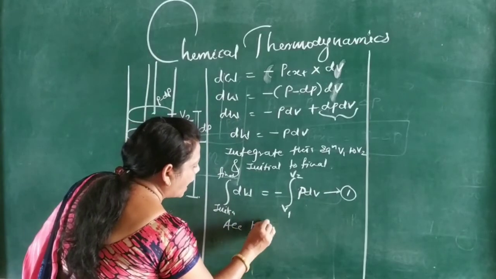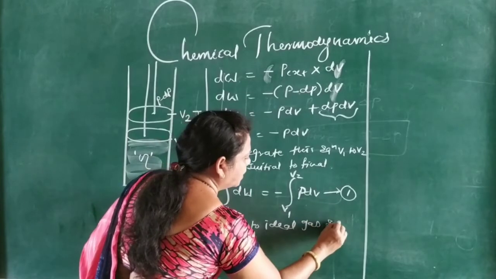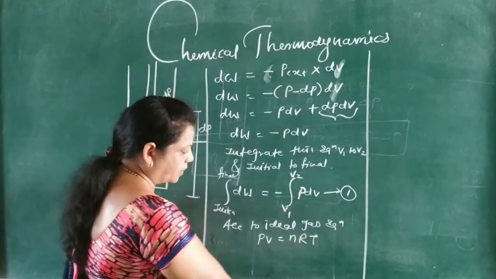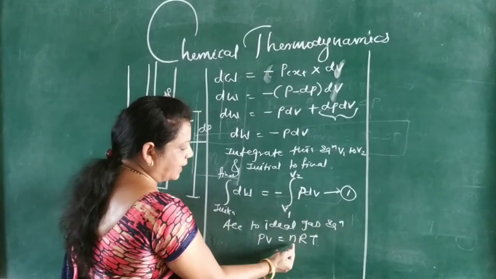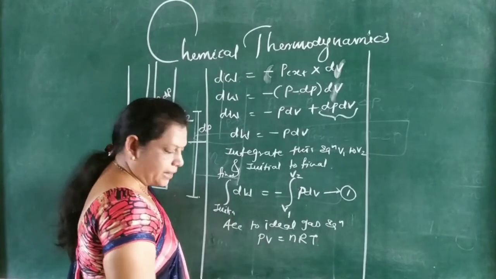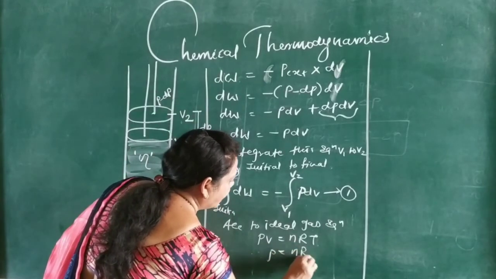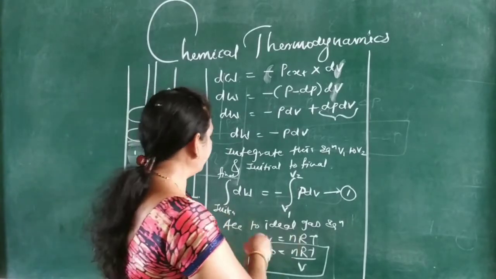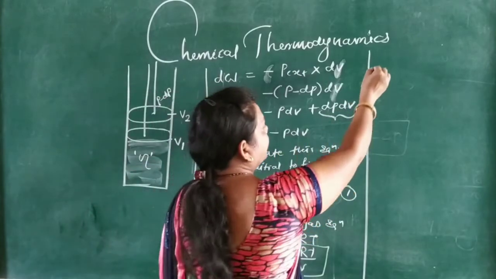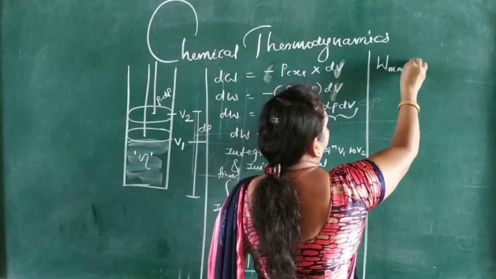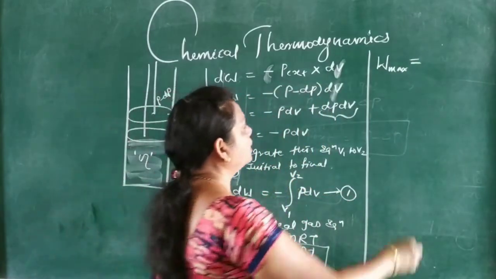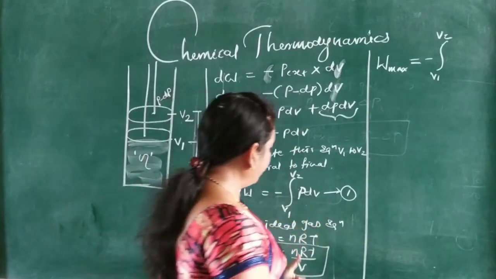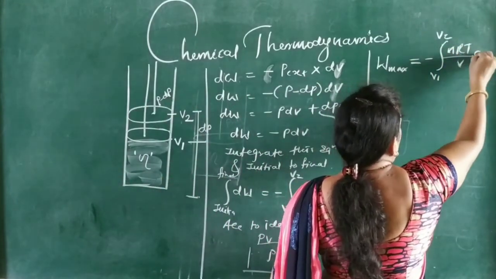According to the ideal gas equation, PV is equal to nRT, where T is the absolute temperature, R is the gas constant, n is the number of moles, V is the volume and P is the pressure. Therefore P is equal to nRT upon V. Putting this value of pressure in equation 1, we get W max, the maximum work done, is equal to minus the integral from V1 to V2 of P dV, where P is nRT upon V, into dV.